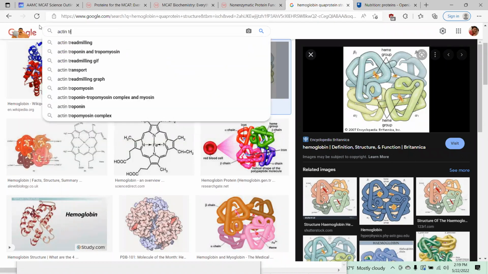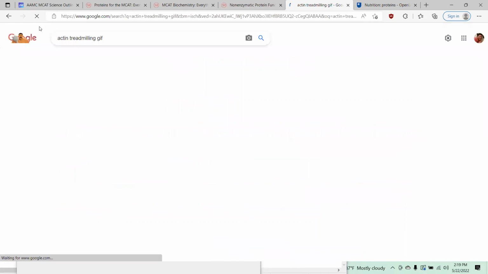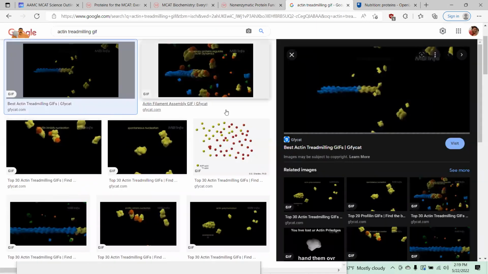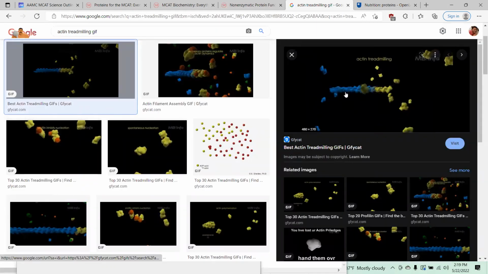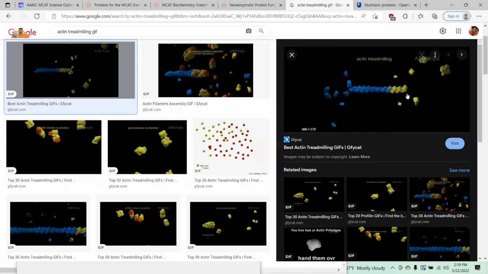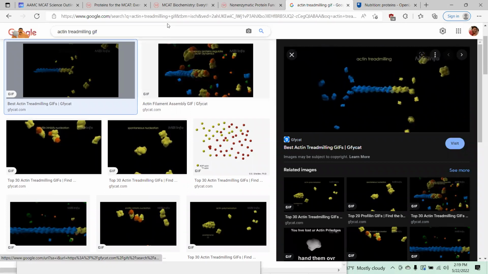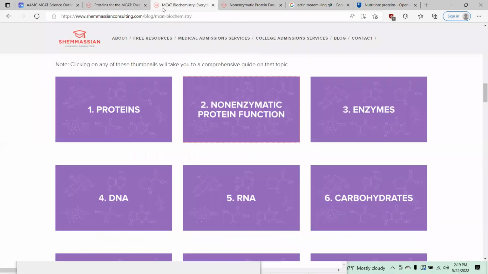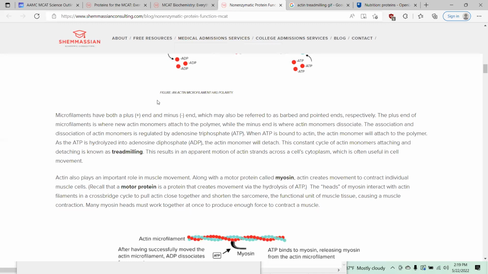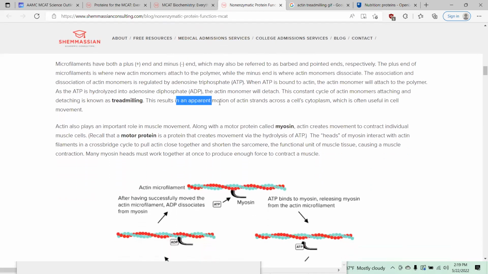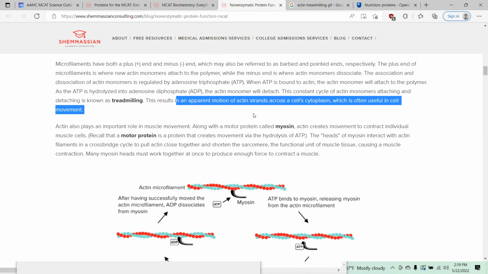Actin treadmilling GIF. Yes, this is actually kind of pretty cool. It can move like this by dissociating the back part and adding to the front part. So the actin can contribute to structure in this way and move around. Yeah, it results in an apparent motion of actin strands across the cytoplasm, which is often useful in cell movement.